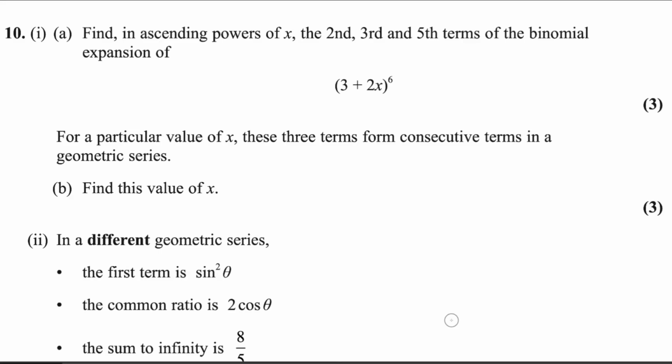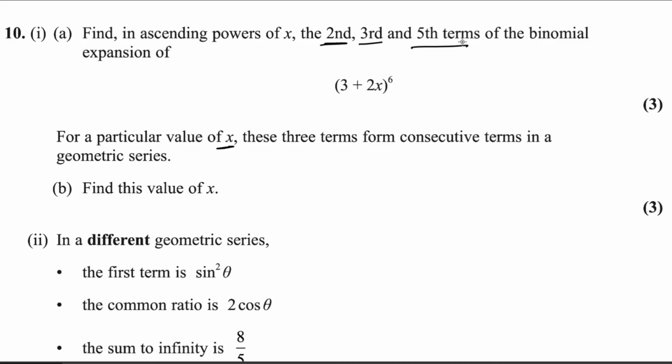And the first part: find, in ascending powers of x, the second, third and fifth terms of the binomial expansion of (3 + 2x)^6. For a particular value of x, these three terms form consecutive terms in a geometric series. Find this value of x. We need to find the value of x. When we find the values of the second, third and fifth terms, they form a geometric series and we will find the value of x.